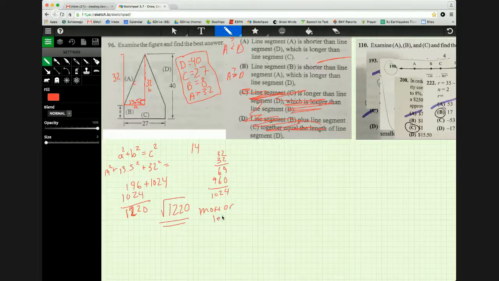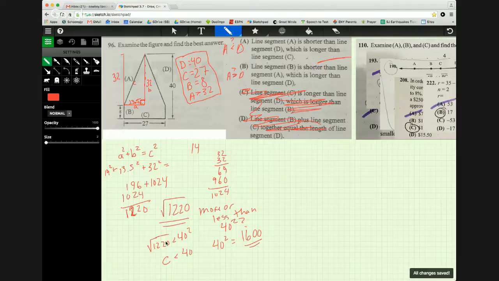or less than 40 squared? Well, 40 squared equals 1600. So we know that 1220 is less than 40 squared. So we know that C is less than 40.